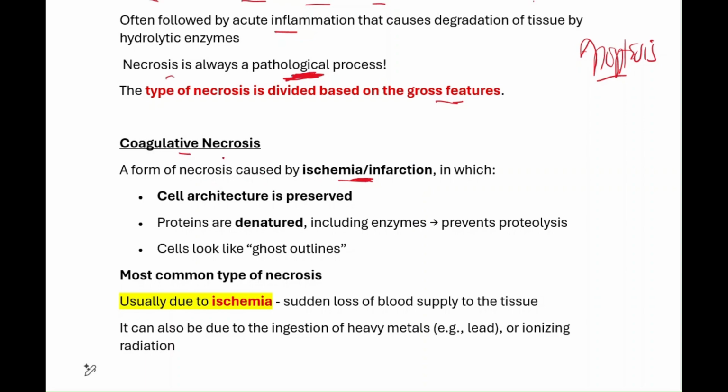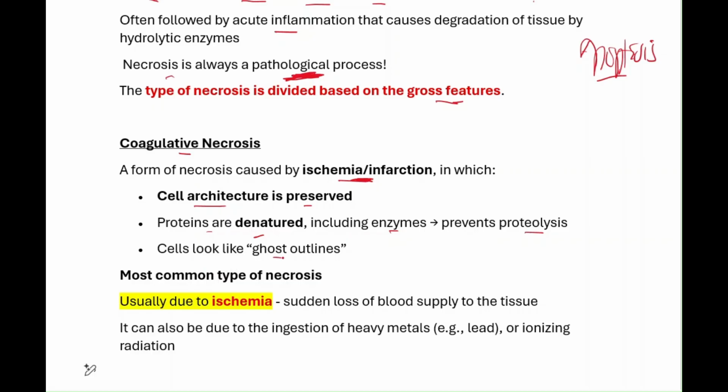When you look at coagulative necrosis, the cell architecture is usually preserved. But the proteins inside those cells or tissues are denatured, including the enzymes that are supposed to break them down. The enzymes that are supposed to break down those dead tissues are also denatured. That will prevent proteolysis, which is the reason why you're going to see coagulation of the dead cells inside the tissue.